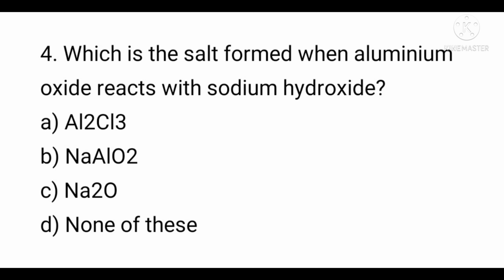Question number 4, which is the salt formed when aluminium oxide reacts with sodium hydroxide? Option A Al2Cl3, option B NaAlO2, option C Na2O, D none of these. Here the correct answer is option B NaAlO2, that is sodium aluminate.